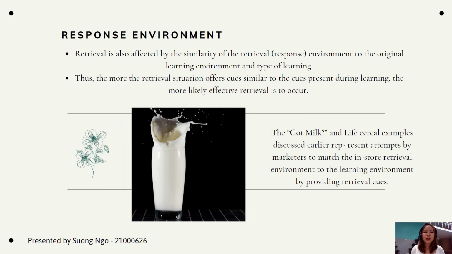And next, I would like to talk about response environment. Retrieval is also affected by the similarity of the retrieval environment to the original learning environment and type of learning. Thus, the more the retrieval situation's first cue is similar to the cues received during learning, the more likely effective retrieval is to occur. So, the GovMU example and the Live Zero example discussed earlier present attempts by marketers to match the in-store retrieval environment to the learning environment by providing retrieval cues.